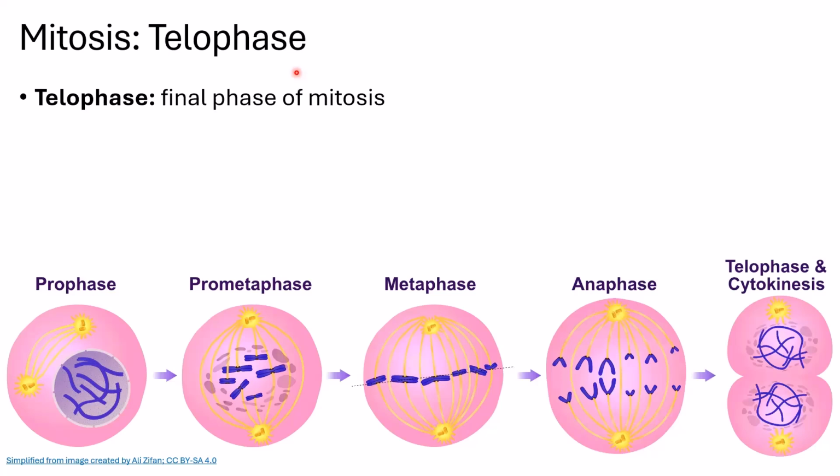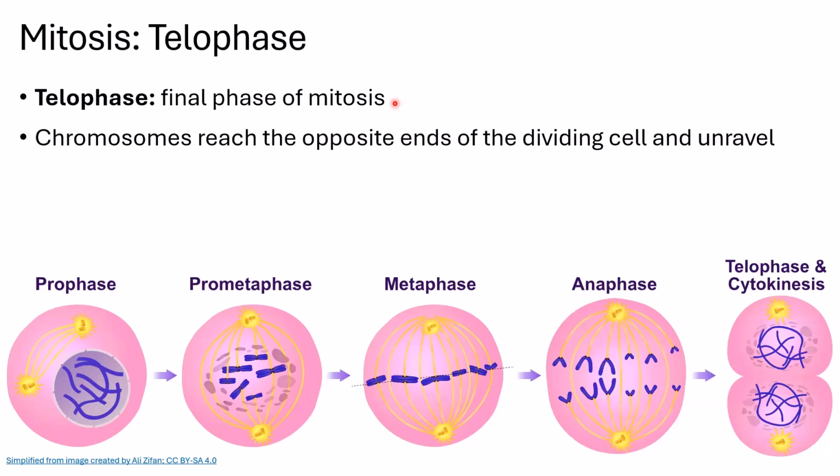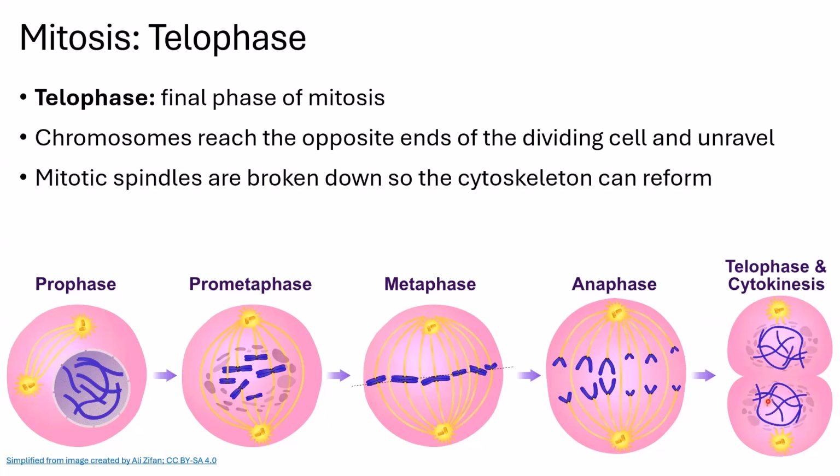Telophase is the final phase of mitosis. In a way, it's the opposite of what happens in prophase. Once the chromosomes reach their respective opposite ends, they unravel and become less condensed. The mitotic spindles are broken down so that the cytoskeleton can reform, and the nuclear envelope also begins to reform.